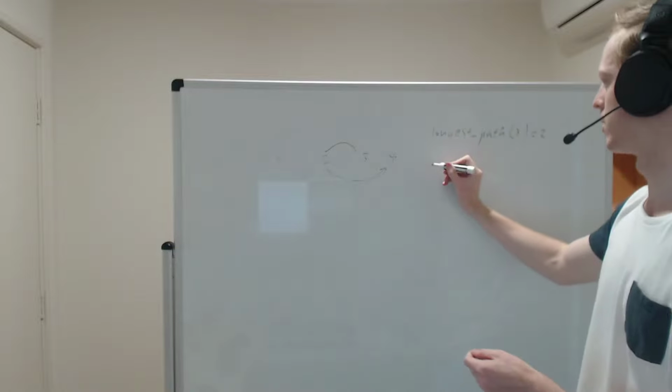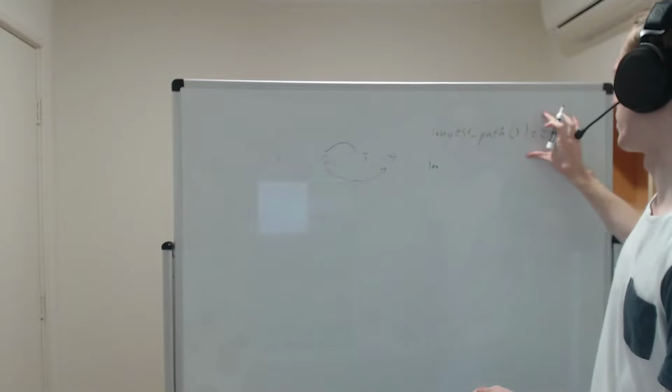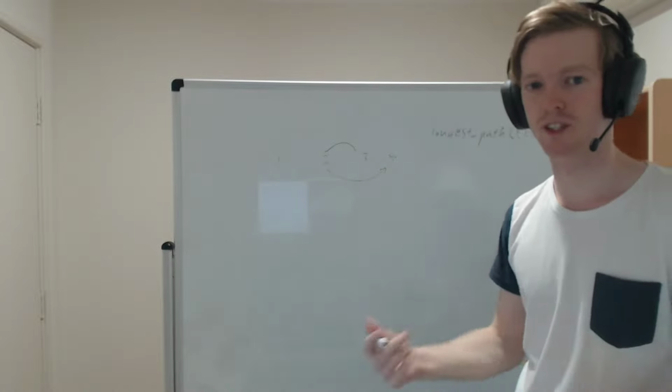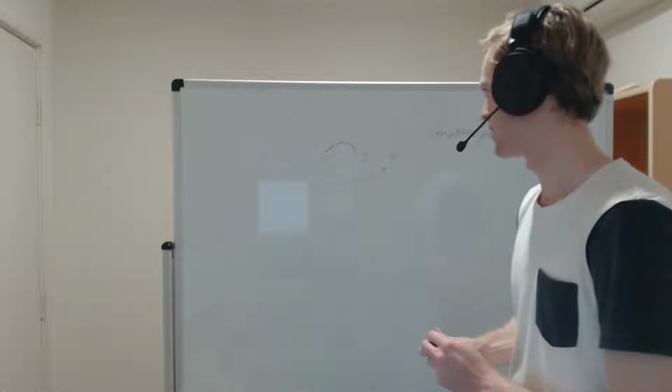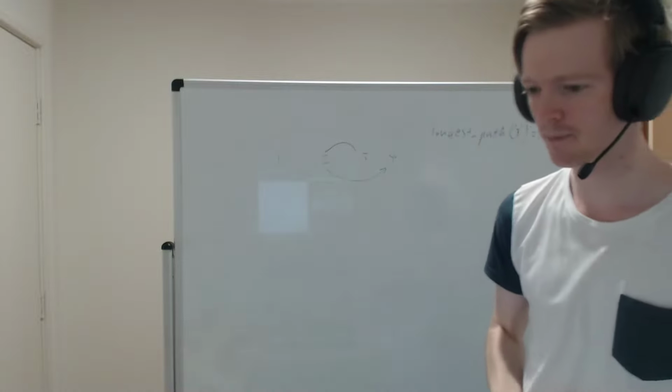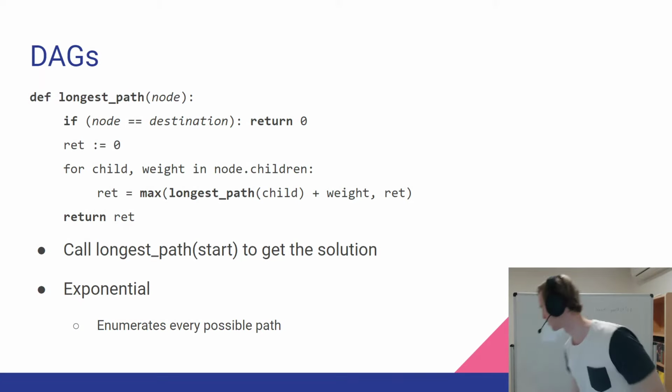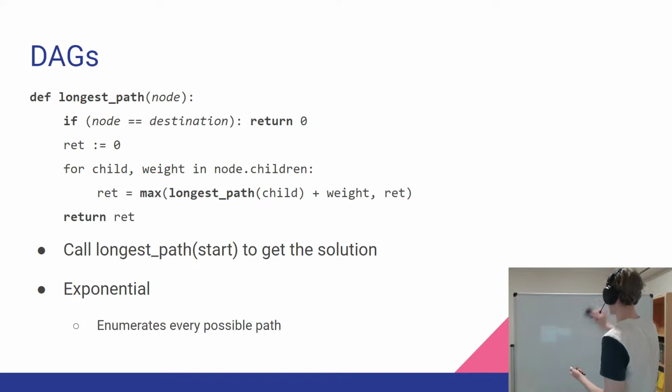So I compute the longest path for 3, which I already know is 2, and I compute the longest path for 4, which is 0, and I'd return that to 2. Now, I've actually gone a little bit ahead here and sort of alluded to the way that we actually speed this up.